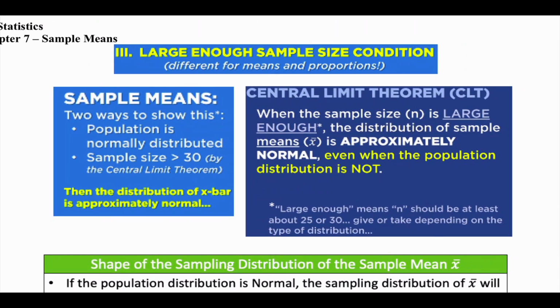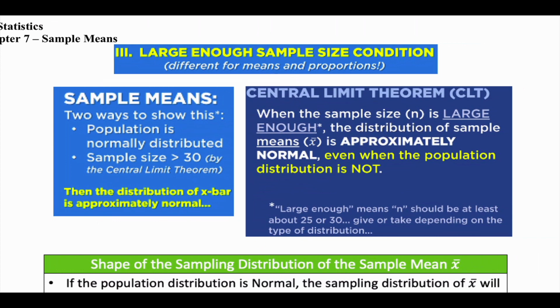It's not n times p is greater than or equal to 10, or n times 1 minus p is greater than or equal to 10. We can't use that one for means because there is no p. What does p mean? P means proportion, doesn't mean a mean. So we have to use something different. So we have a couple different options.